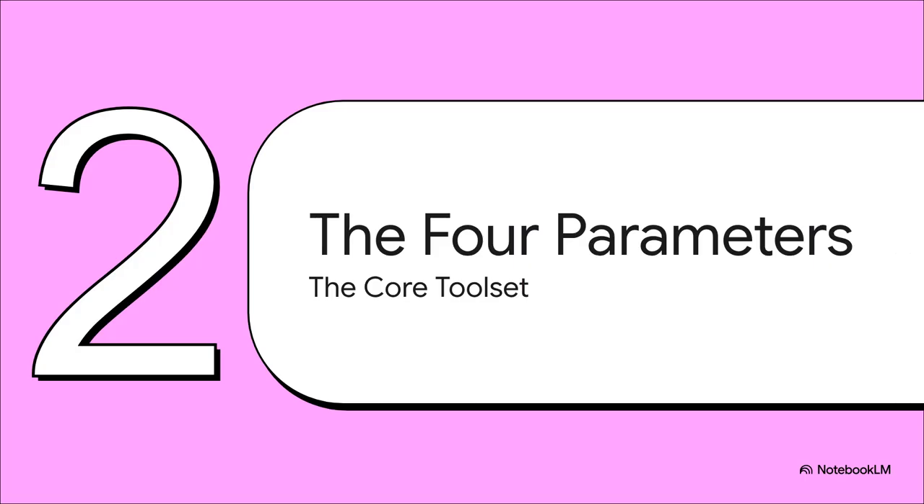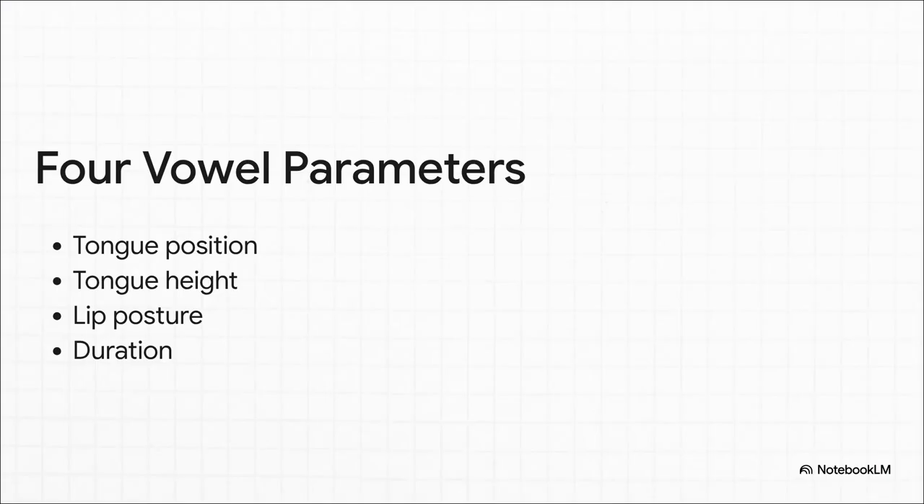Moving on to Section 2, the 4 vowel parameters, the core tool set. Think of these parameters as your core tool set. It's literally the ultimate blueprint for every single English vowel out there. You describe a vowel by its tongue position, meaning is it at the front, center, or back of the mouth? Its tongue height. Is your tongue positioned close to the roof of the mouth, or is it open? Its lip posture. Are your lips rounded or unrounded? And finally, its duration. Is it a long sound or a short sound?